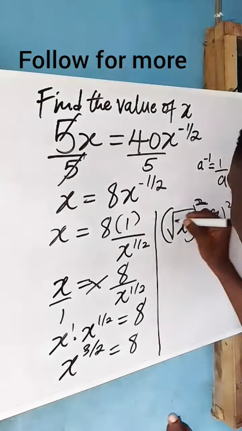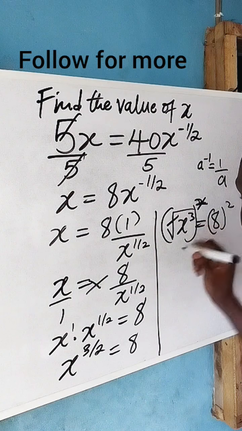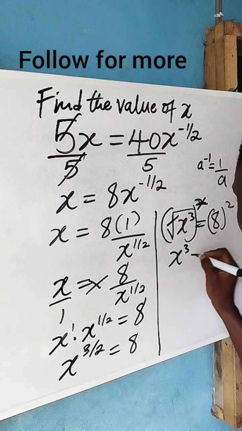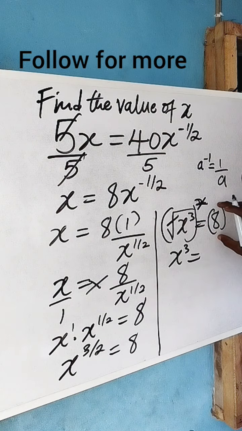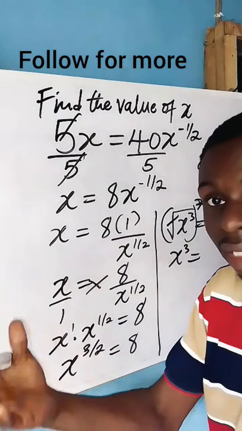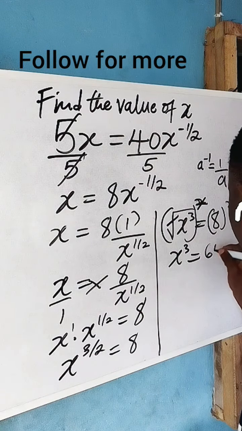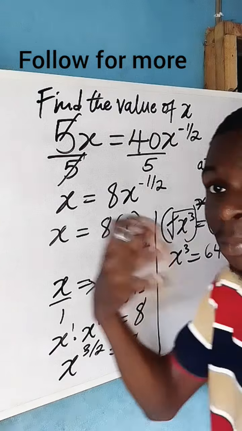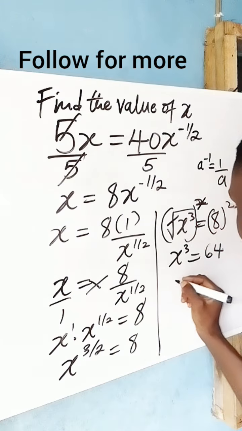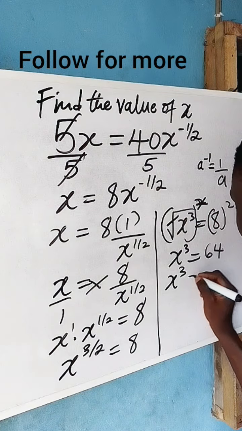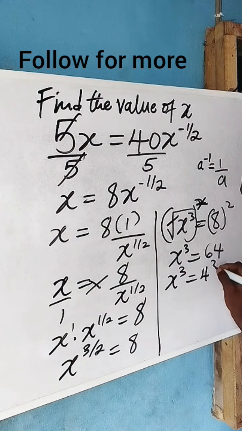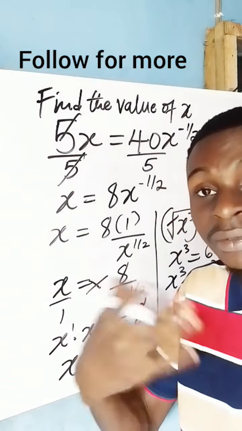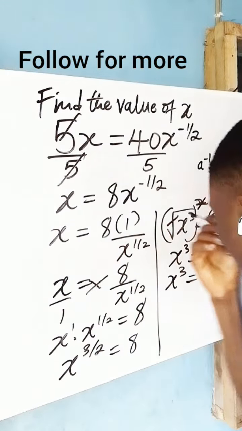So this now becomes, our square root here is cancelled out. So you are left with x cubed is equal to 8 to the power of 2, which is 8 times 8, which gives you 64. Now let's express 64 so that it can have a power of 3. So this one becomes x to the power of 3 is equal to, of course, 4 to the power of 3 can do the work perfectly, because 4 times 4 times 4, in 3 places, gives you 64.